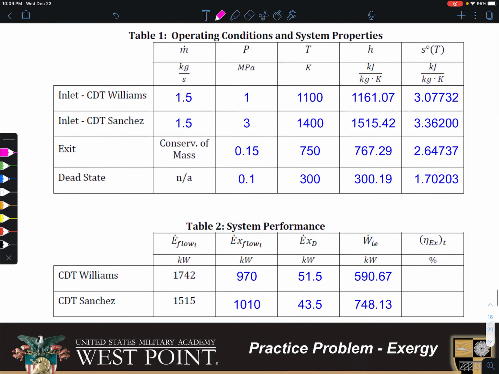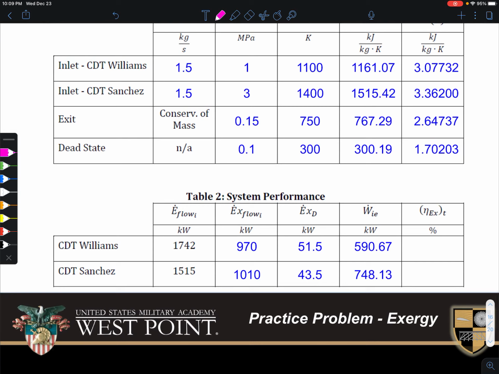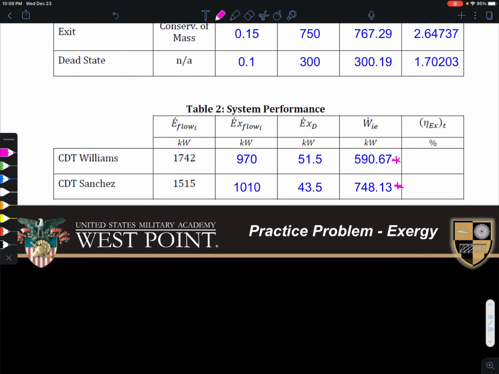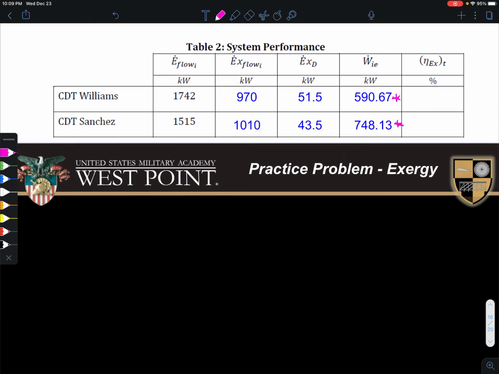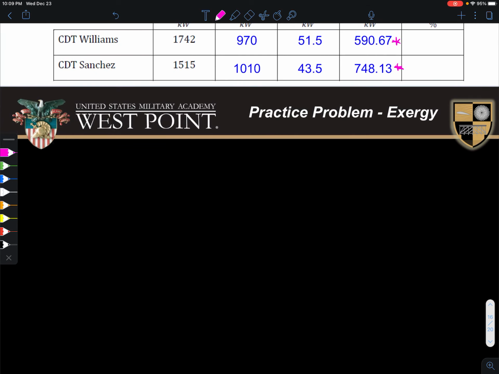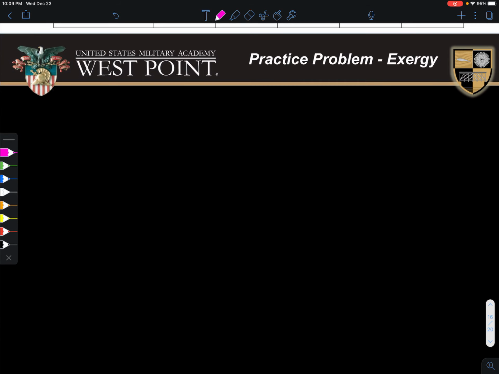Okay, so taking those results, we now plug them into table 2. And we see here what we're getting. We're starting to build towards our final answers. Okay, so now we need to do part D.